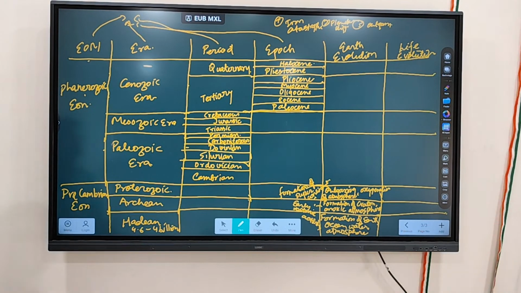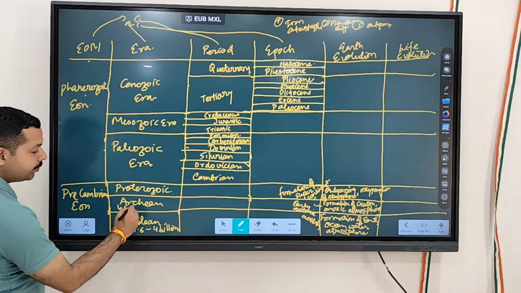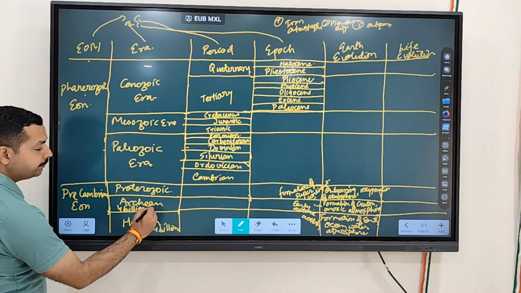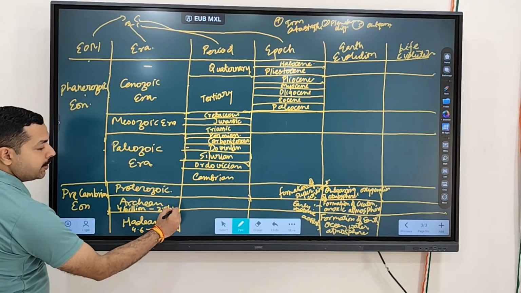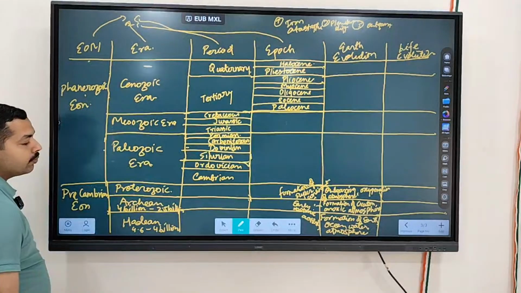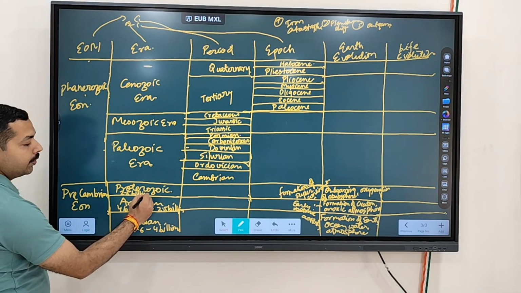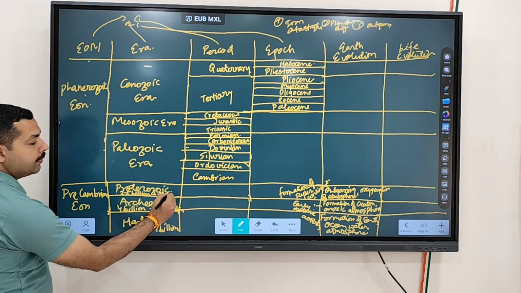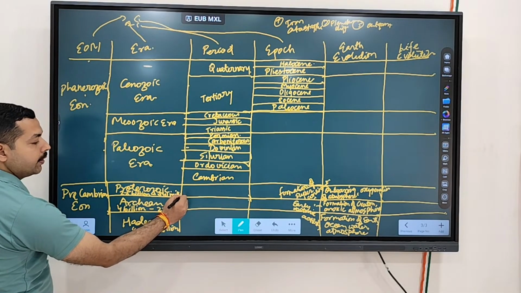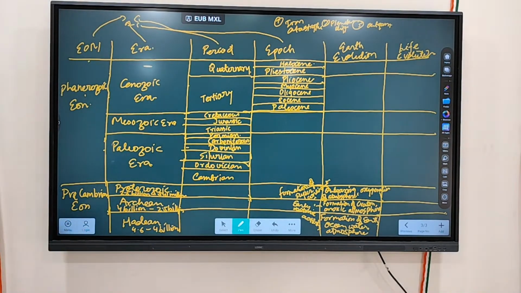So the Archean period is from 4 billion to around 2.5 billion years. This is the period of the Archean. And from 2.5 billion to around 541 million years, you will see the Proterozoic phase.